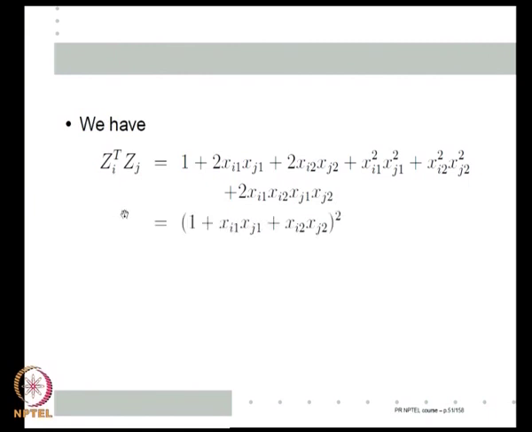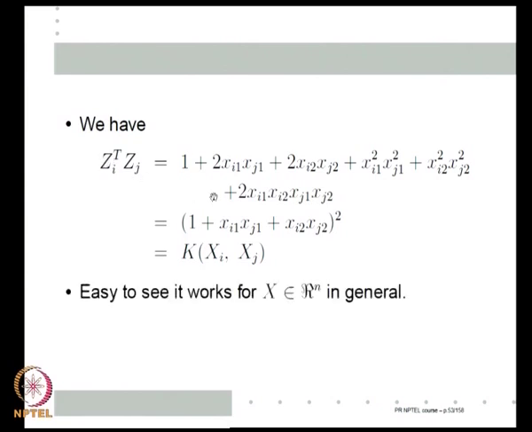Now, I can easily see that this is the same as (1 + xi1 xj1 + xi2 xj2) whole square. I get 1, xi1 square xj1 square, xi2 square xj2 square, and then 2 xi1 xj1, 2 xi2 xj2, 2 xi1 xi2 xj1 xj2, right. So, k(xi, xj) equals zi transpose zj, which is phi(xi) transpose phi(xj). It is easy to see it works in general.